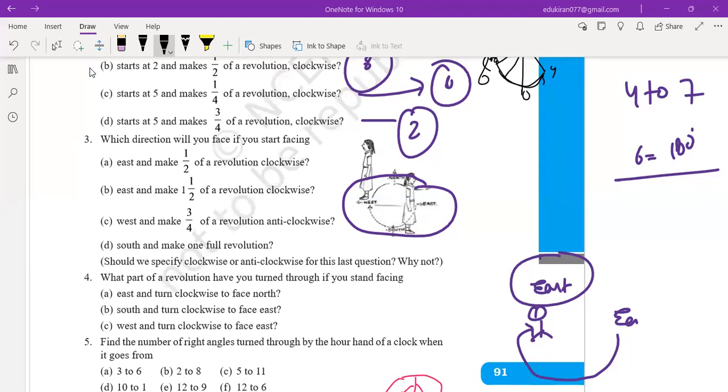Quickly do it. We are only left with 1 minute. So after that we will discuss. We will discuss the answers in which class? Next class. Right?